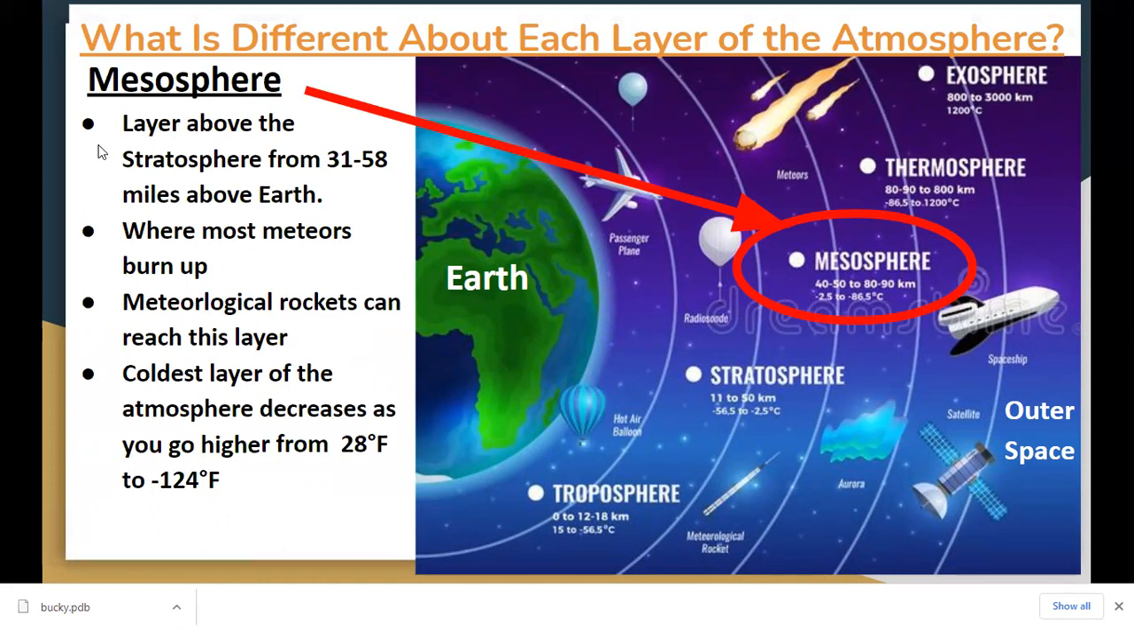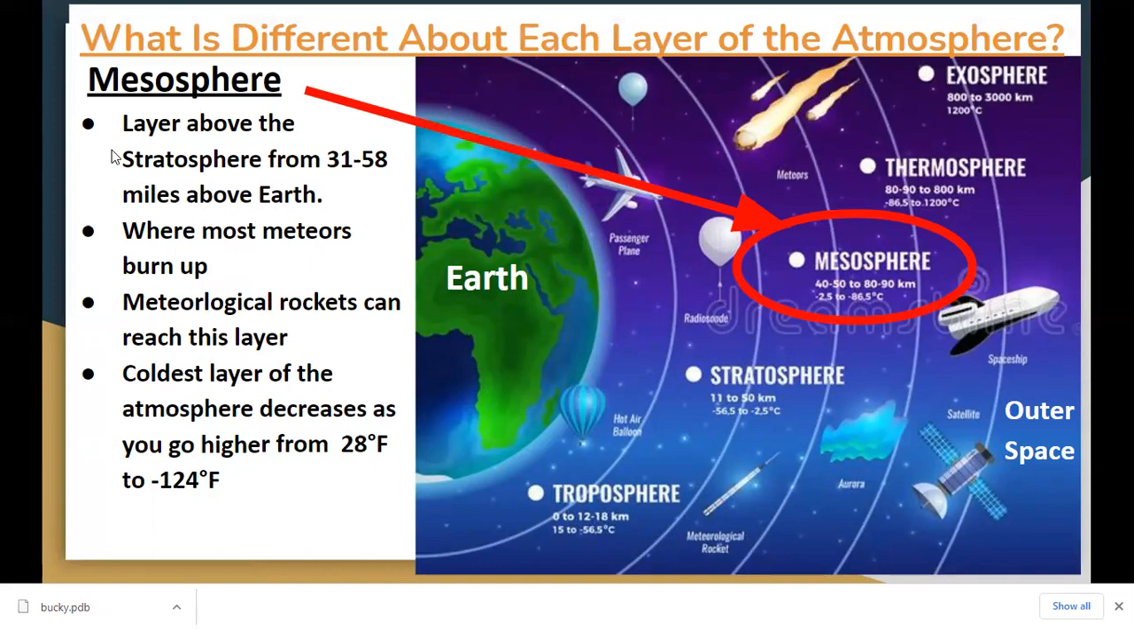It's where most of the meteors will burn up. So it protects us from those meteors hitting our Earth. And meteorological rockets can reach this layer. These are rockets that help weather guys know what the weather's going to be like. And it is the coldest layer of the atmosphere, and the temperature decreases as you go higher.